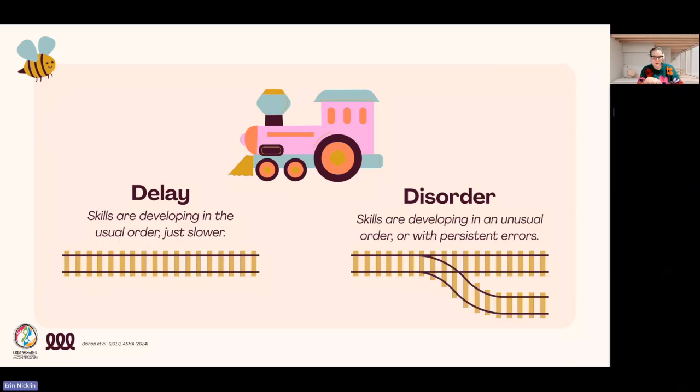Because the strategies that we use, the intensity of support that we use, and the long-term outlook differ significantly depending on whether we're looking at a delay or a disorder. And it's a really key distinction that we need to make and understand for us to provide effective and helpful intervention that's going to support our children in a way that really matters.